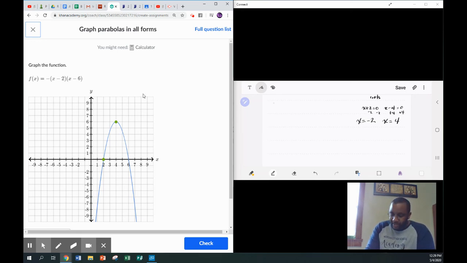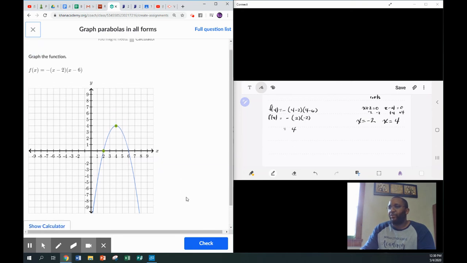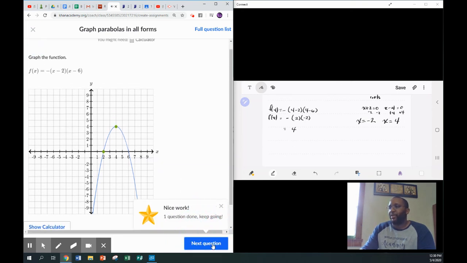So we're going to say f of 4 equals negative 4 minus 2 times 4 minus 6. And 4 minus 2 is 2, and 4 minus 6 is negative 2. And we've got that negative on the outside there. So 2 times negative 2 is negative 4, but the negative on the outside makes it a positive 4. And we knew it was going to be positive anyway because it has to open downward, so this dot is going to be somewhere up here. So it should be at 4, and that works out really well for us. And we're done with that one.